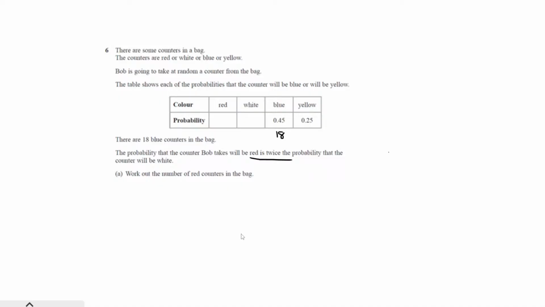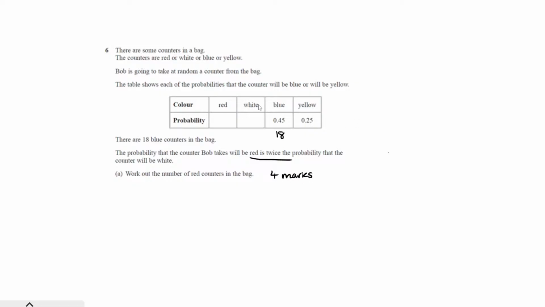The probability that the counter Bob takes will be red is twice the probability that it will be white. Now, sometimes they say it's the same probability. Sometimes they say that it's twice. This is obviously a bit harder. That's why I chose that one. So part A is to work out the number of red counters. So not even just the probability, but the number. This is 4 marks.